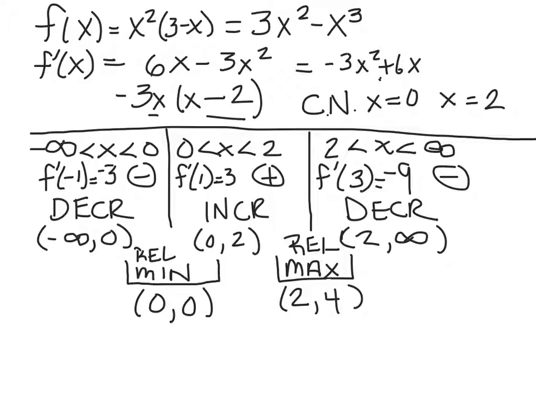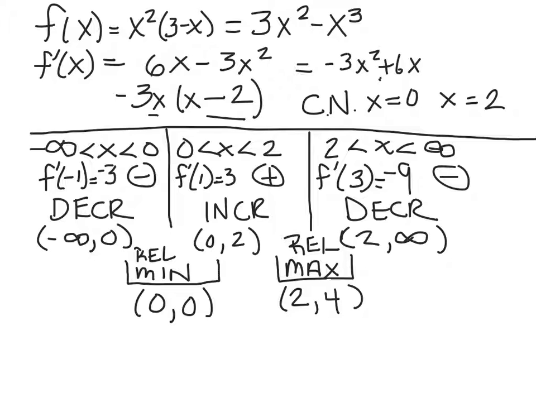Okay, so let's review this again. The function x squared times the difference of 3 and x: I have taken the first derivative of it. I've found the critical numbers of 0 and 2. I set up 3 intervals, negative infinity to 0, 0 to 2, and 2 to positive infinity. I tested numbers within those intervals in the derivative, and I found the behavior to be decreasing, increasing, and decreasing respectively in that order.